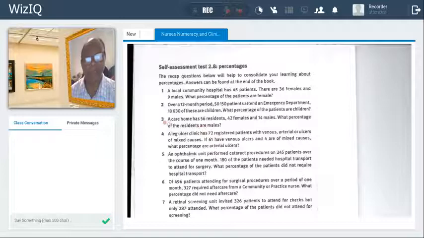All right, let's go to question number 3. A care home has 56 residents. That's the total number of residents in the care home, 56 of them. Then 42 of them are females and 14 are males. What percentage of the residents are males? So we are asked about males.